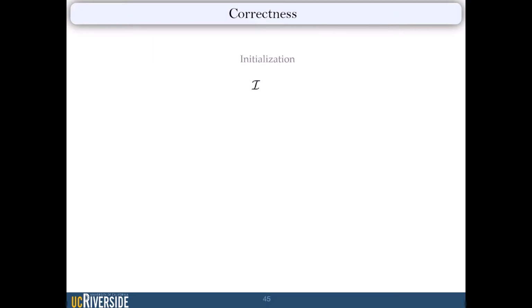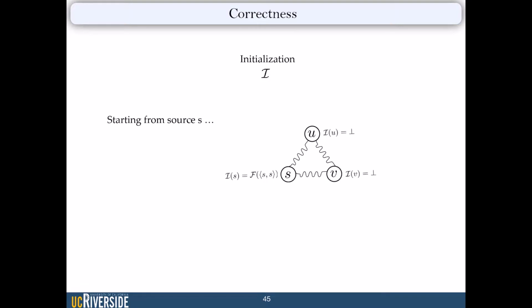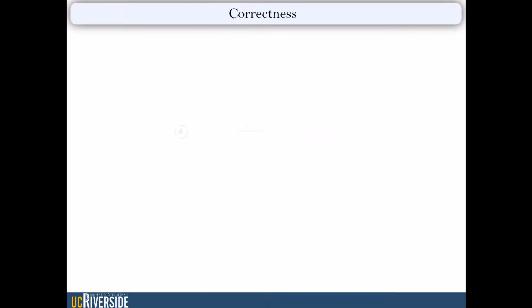Given a path-based reduction that starts from the source S, the correctness condition for initialization requires the value of the source vertex S be equal to the result of applying the path function to the initial path with M0, and the rest of the vertices to be undefined.